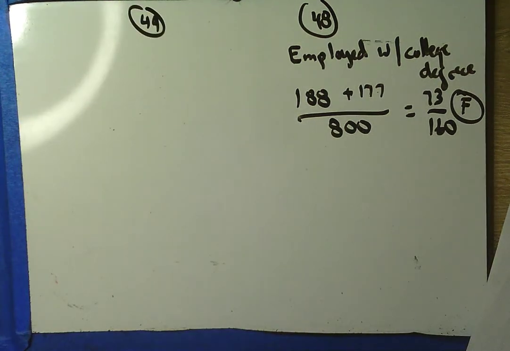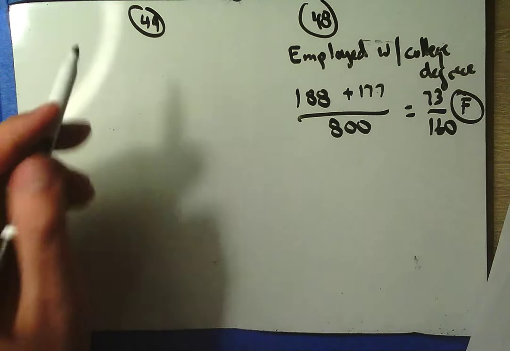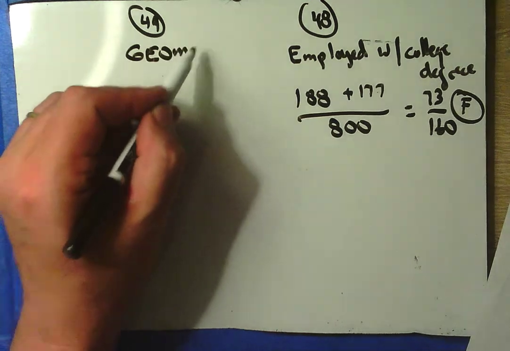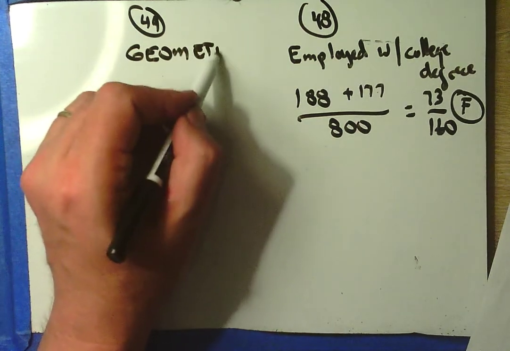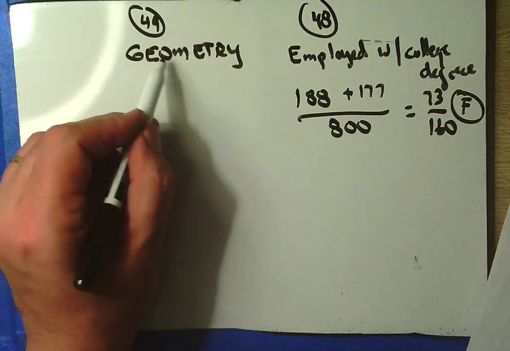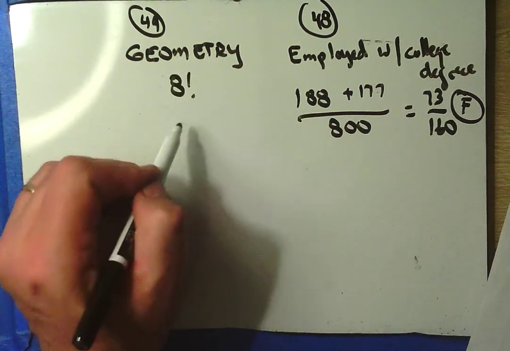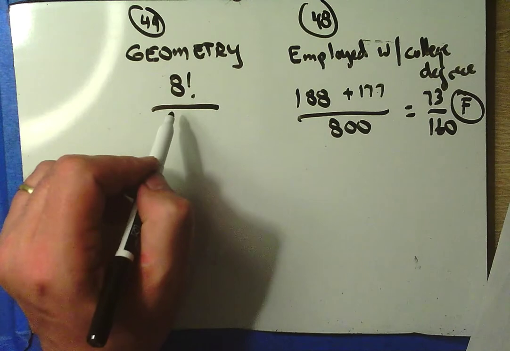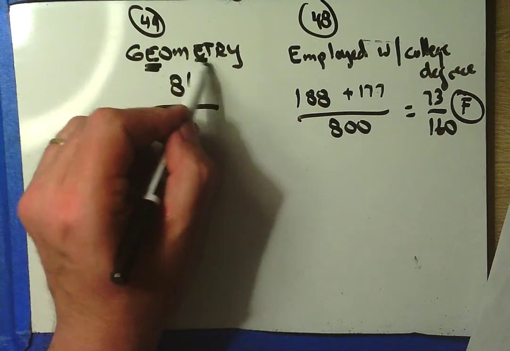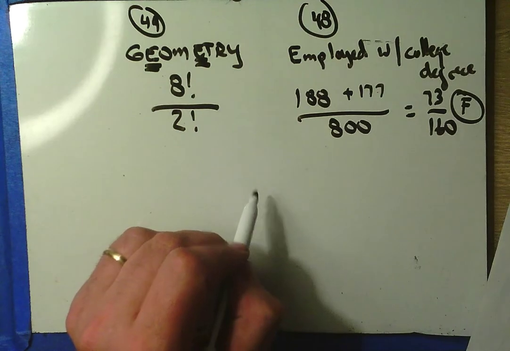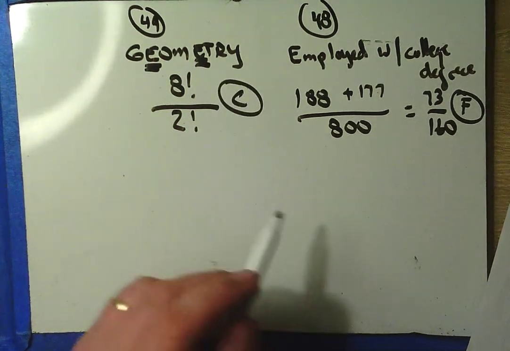Which of the following expressions gives the number of distinct permutations in the letters of geometry? Well, I see here that there are 1, 2, 3, 4, 5, 6, 7, 8 letters. But I have to divide out duplicates. See how there are two E's? So I have to divide by 2 factorial. And that's why C is my answer here.